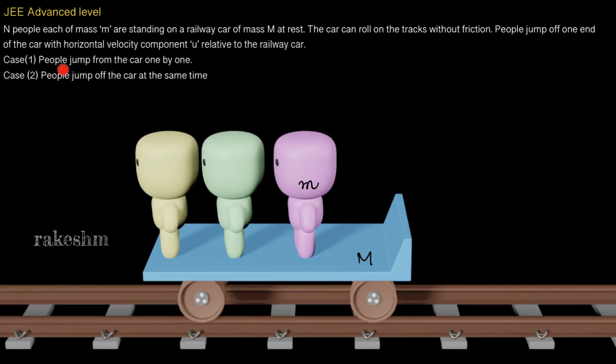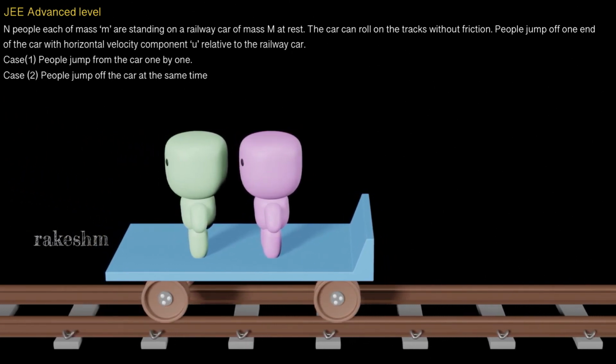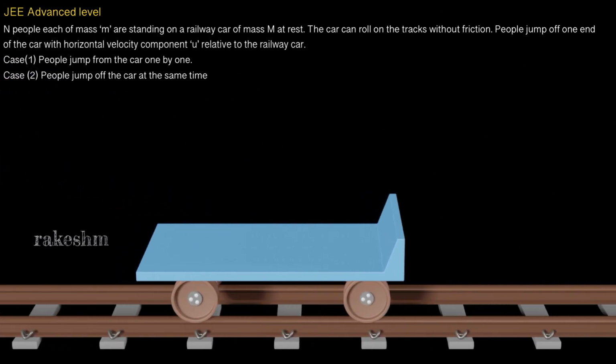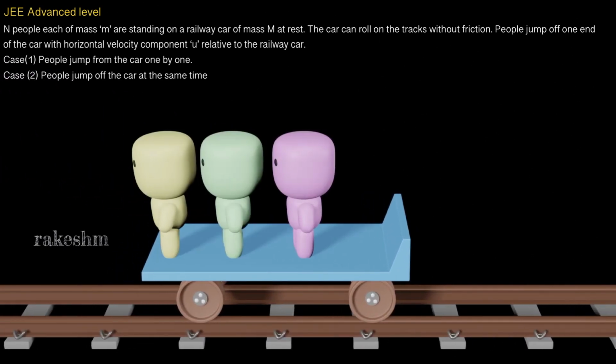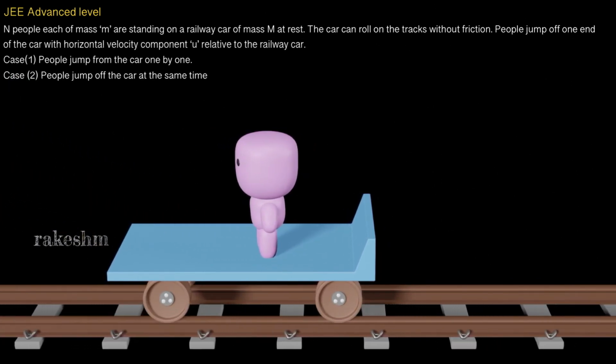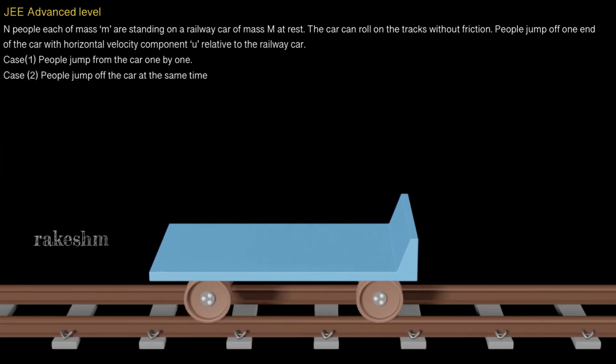Case 1. People jump from the car one by one. So one after the other, these people jump from the car. Let us have a look at the schematic. So people jump off the car one after the other. And you can see that the cart moves in this direction.